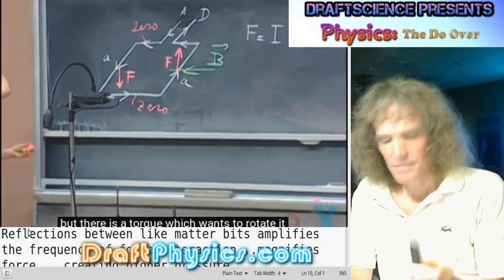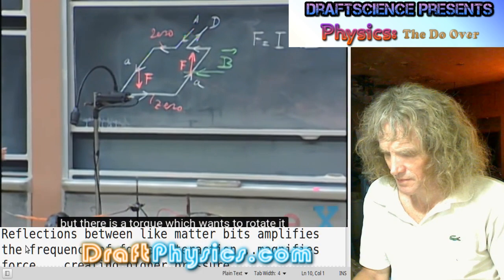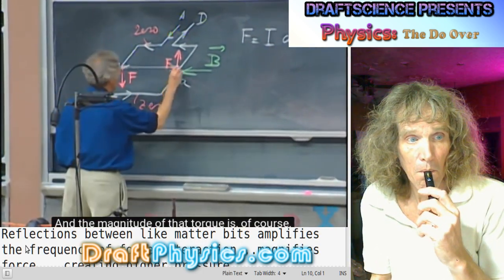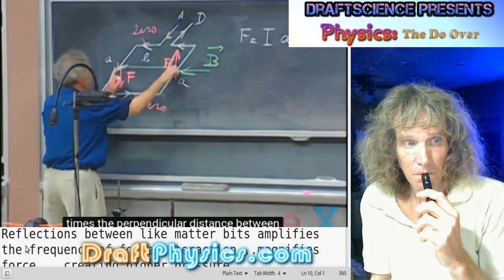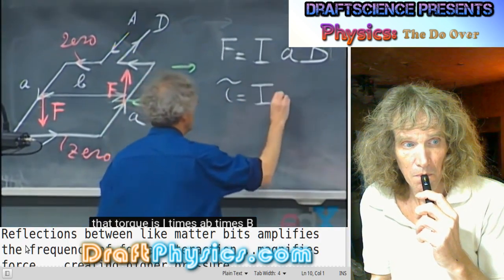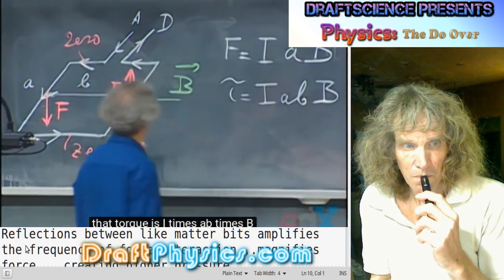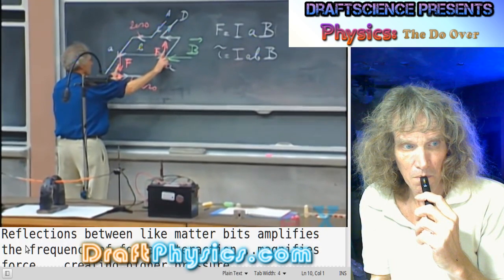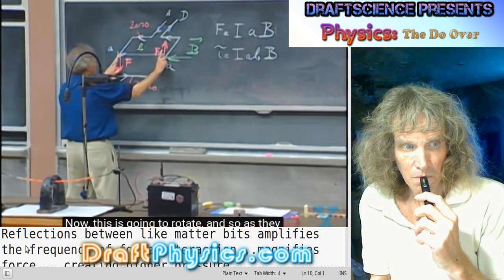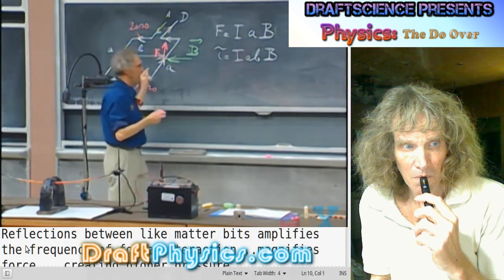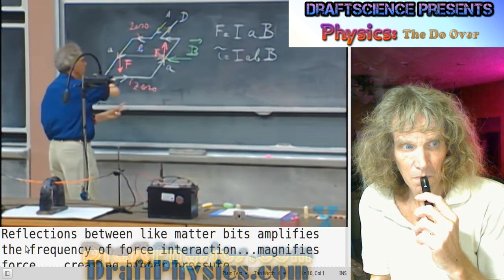There is a torque which wants to rotate it in a counterclockwise direction. And the magnitude of that torque is of course this force, remember from 801, times the perpendicular distance between these two forces. And so the magnitude of that torque is I times AB times B at this moment in time, when the forces are this far apart. Now this is going to rotate, and so as they rotate, these forces come closer, and so the torque will become less. Still, it wants to rotate counterclockwise.